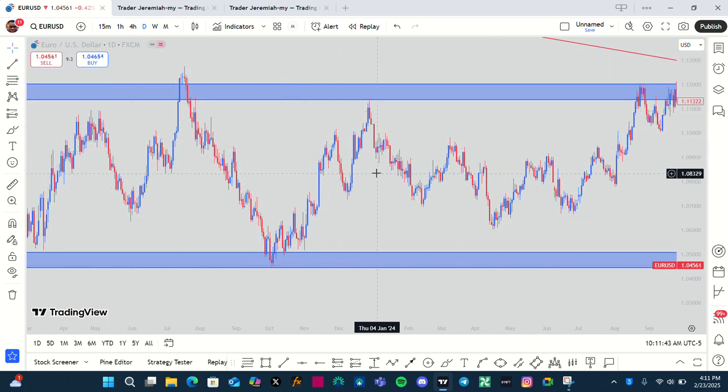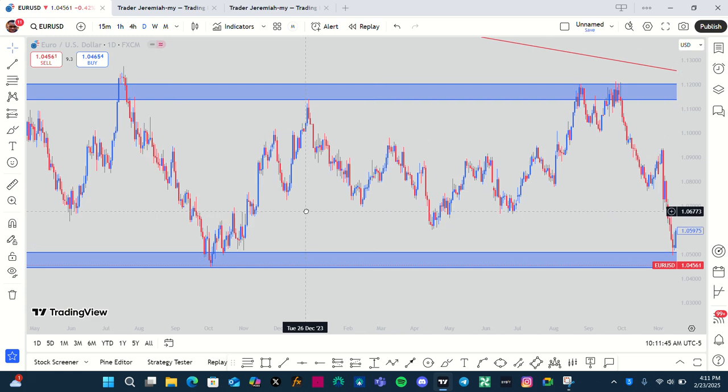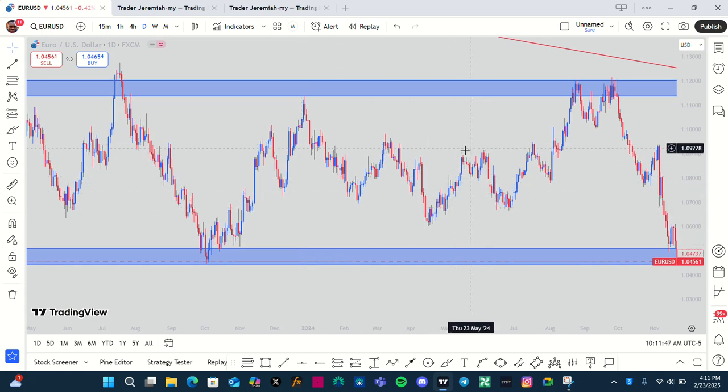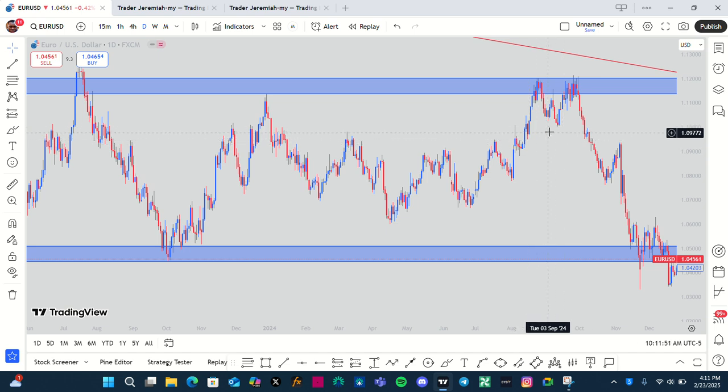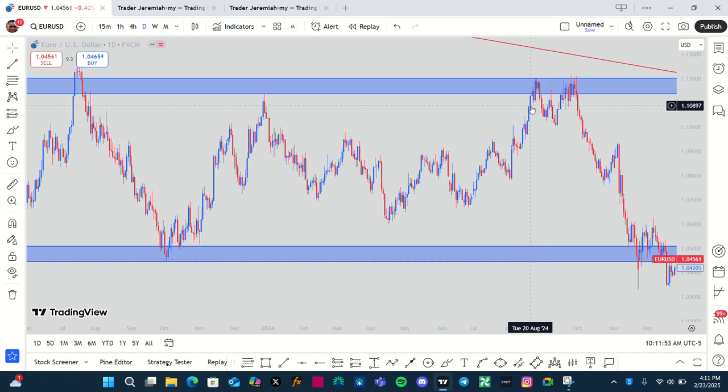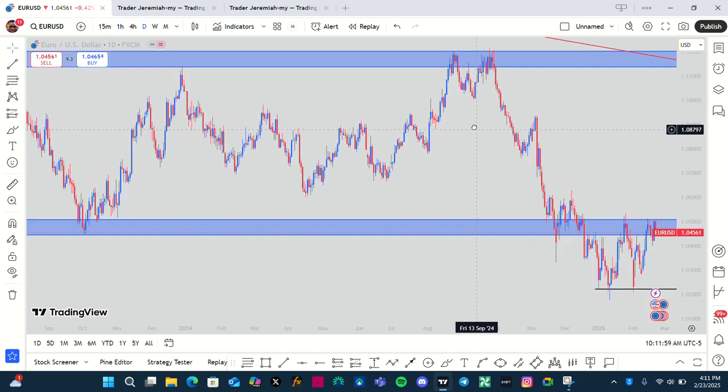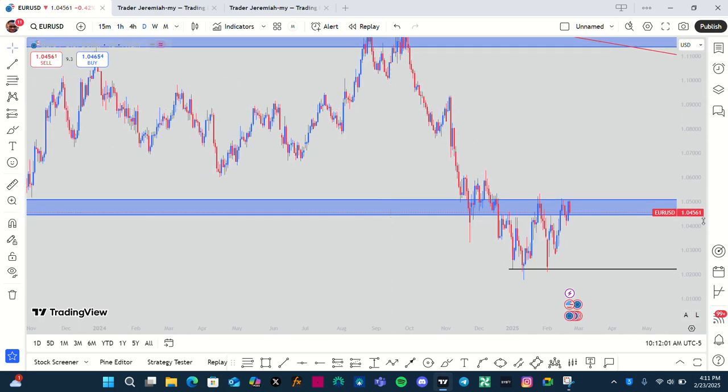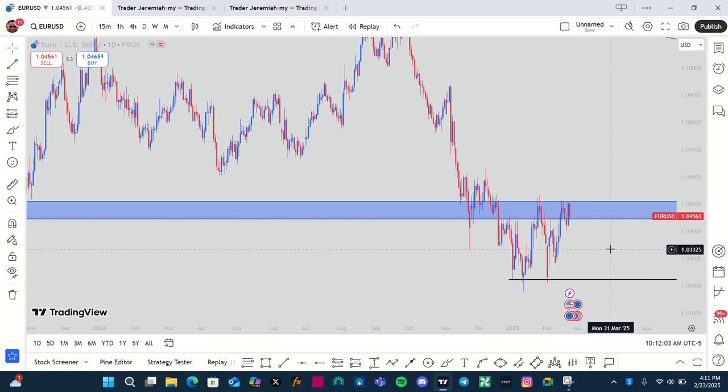So these are the guide. These zones are going to be the guide on where price is going to be moving and how price is going to be moving. So as you can see, when price got here, it got rejected back into this area again. Then it fell back down. And now price has broken out of the range.